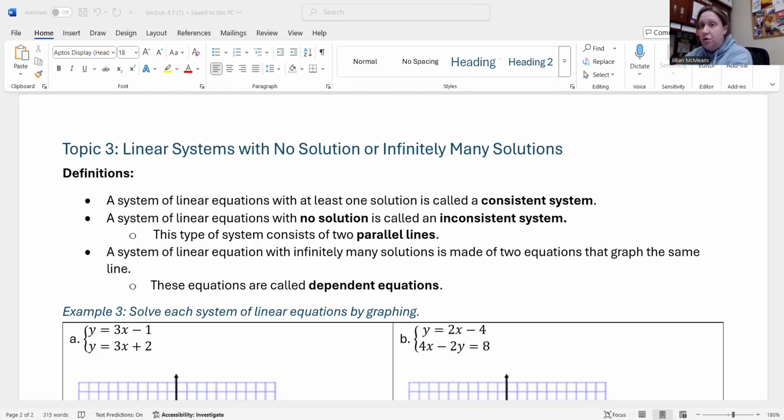So to have no solution, you couldn't intersect. That would be two equations that are parallel. So a system that is made up of two parallel lines would end up being an inconsistent system. There would be no solution because those two lines are never going to intersect.